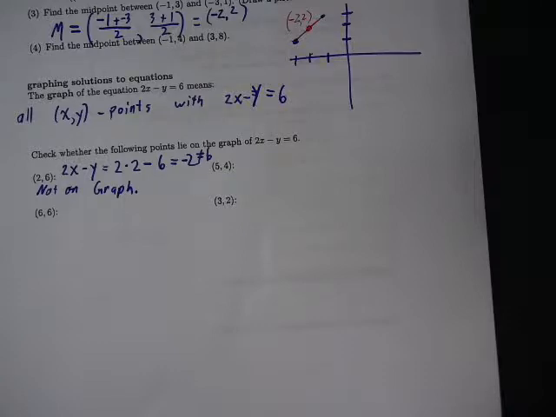So I think the consensus is that people say no. (6, 6), on the graph or not on the graph? On the graph. Yeah. (5, 4)? Yeah, on the graph. (3, 2)? Not on the graph. Everyone feel pretty good? Yeah. Nice.